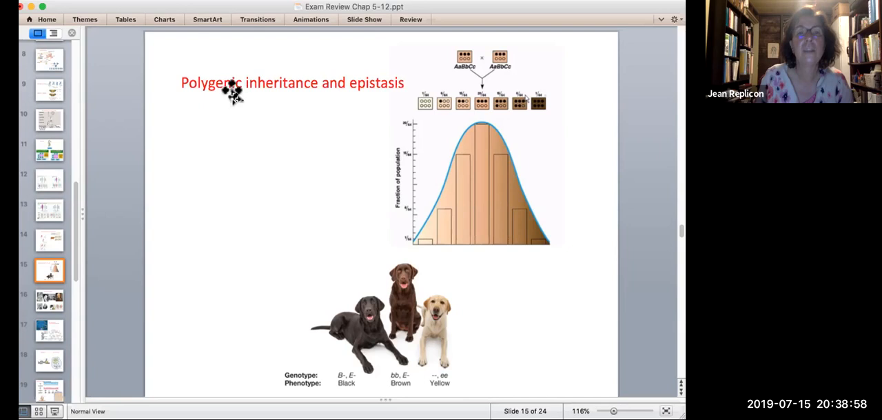So polygenic in the sense that it's more than one gene. We've got this gene and this gene. So there's 2, poly meaning more than one. So in this case, it's two genes involved. And we use the word epistasis because the second gene here overrides, masks, whatever it might have on the first gene.